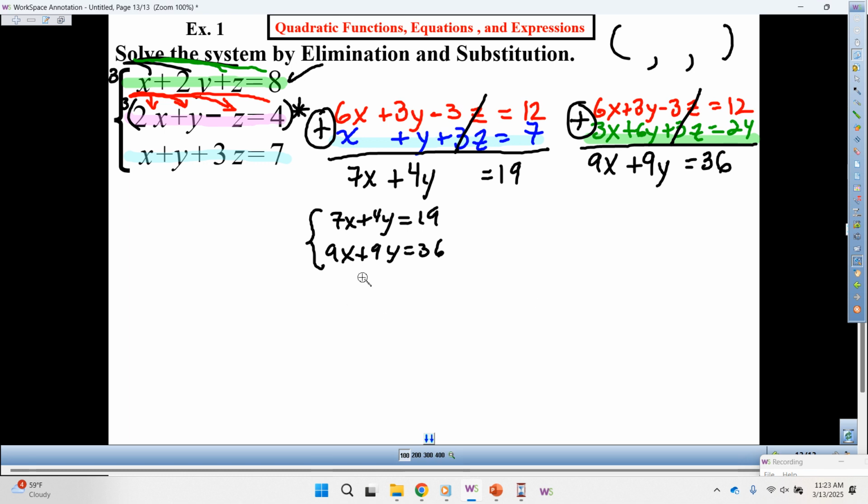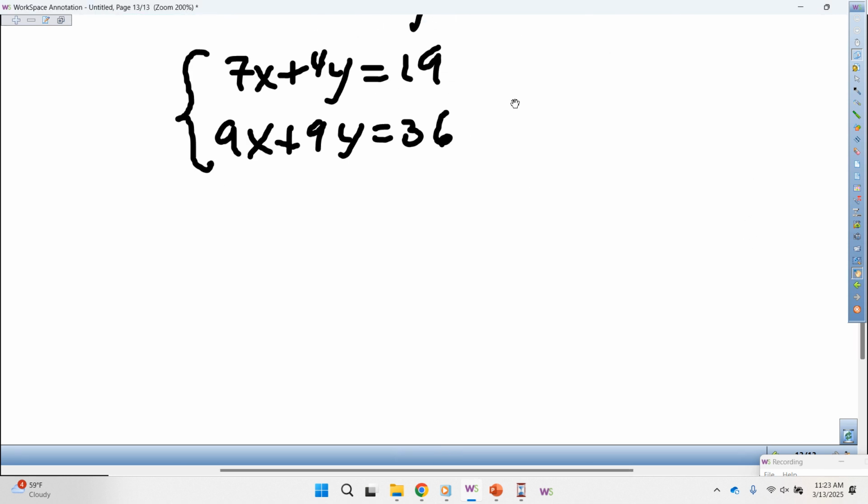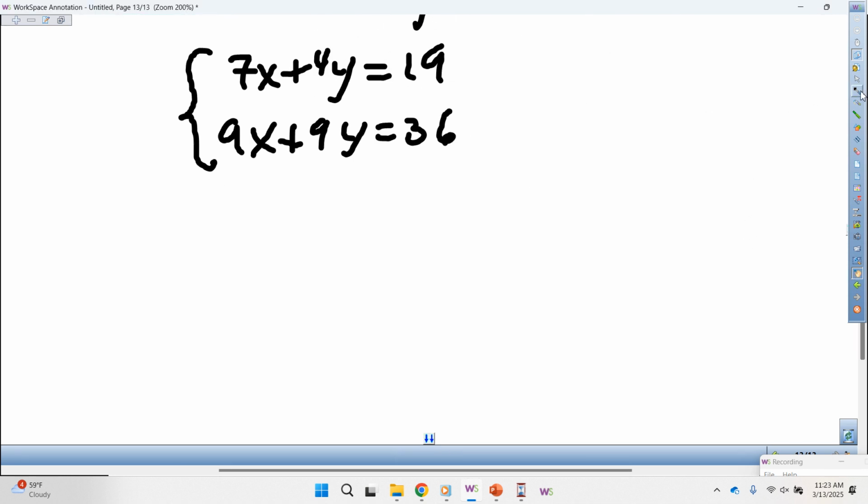So, let me zoom in. So I am here now. Does this look a little bit more familiar? Yes, right? All right. So now, in order to eliminate either x or y, we said they need to be opposite numbers. Is that correct?